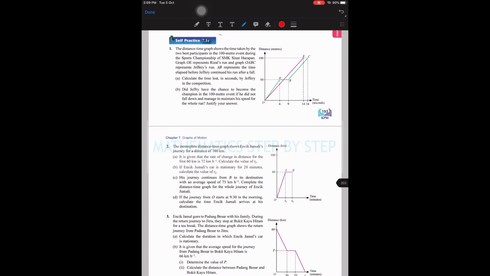So again, we have reached the homework. Go back and complete this self-practice 7.1c, so that you are very familiar with all the examples related to distance time graph.